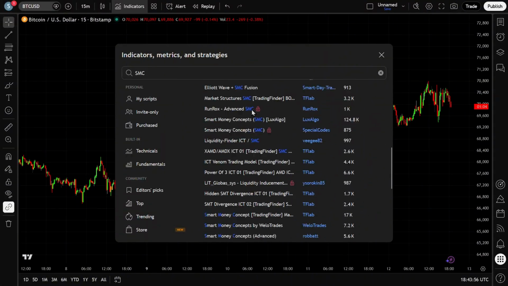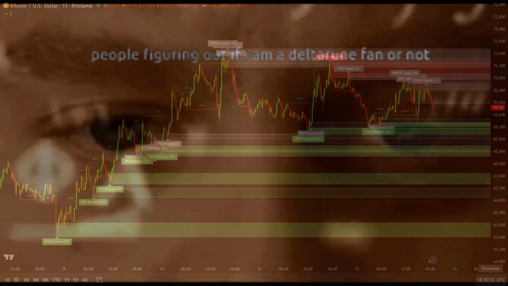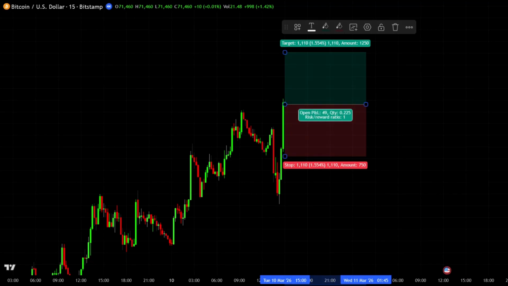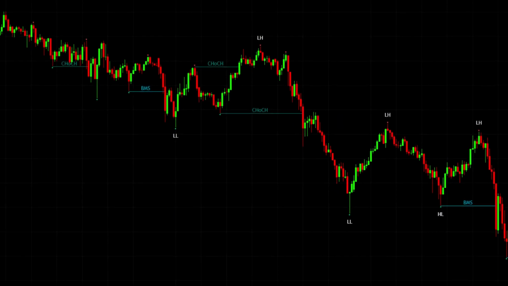Most smart money indicators show you every break of structure on the chart and then leave you completely alone to figure out which ones actually matter. So you end up overtrading, getting stopped out, and wondering if smart money trading even works at all. These indicators only show you half the picture.